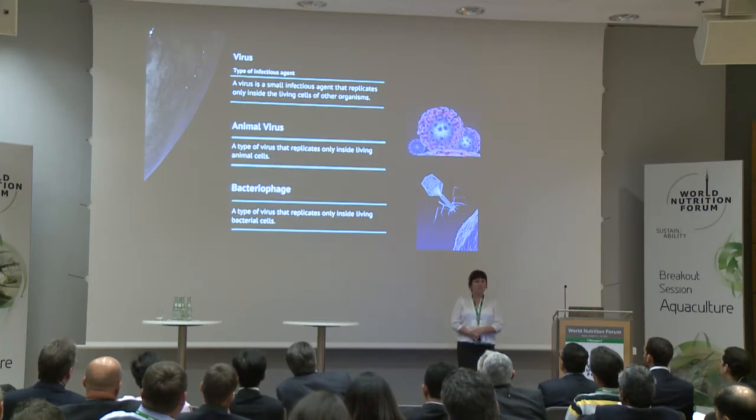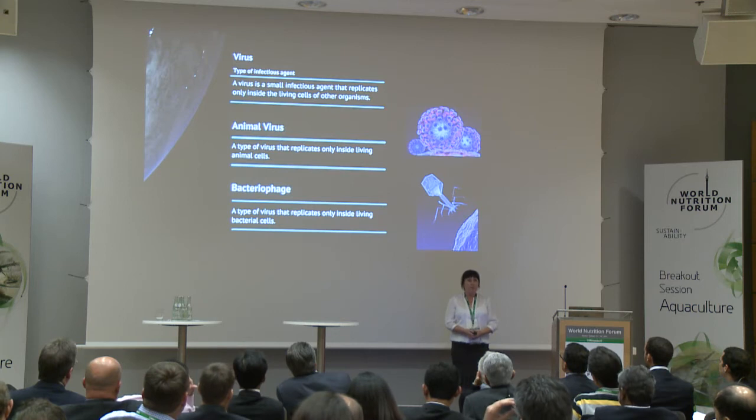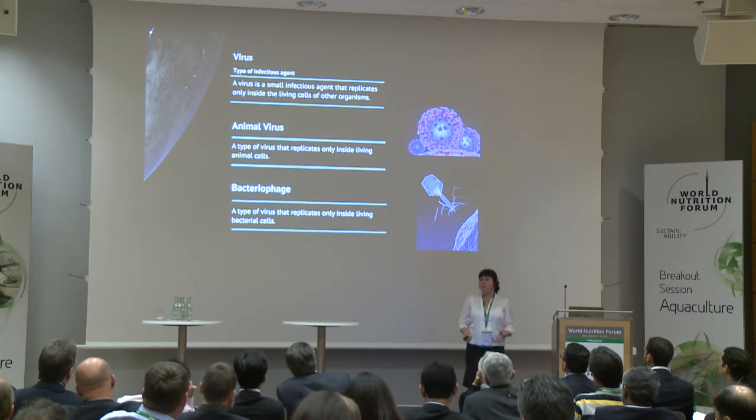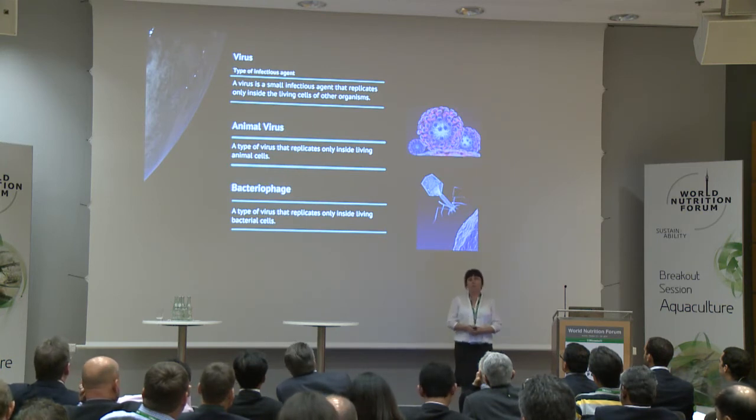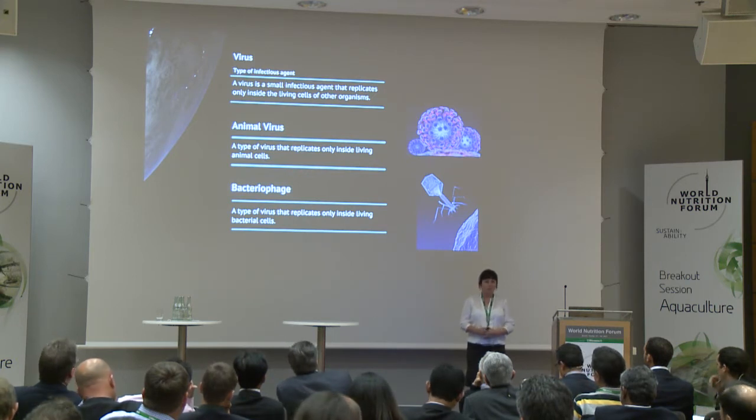It is a virus. And a virus is a small infectious agent that replicates inside living cells of other organisms. How does bacteriophage differ from a plant virus or an animal virus? It is specific for bacteria. It does not have the mechanisms to infect other eukaryotic cells. That's not its job.